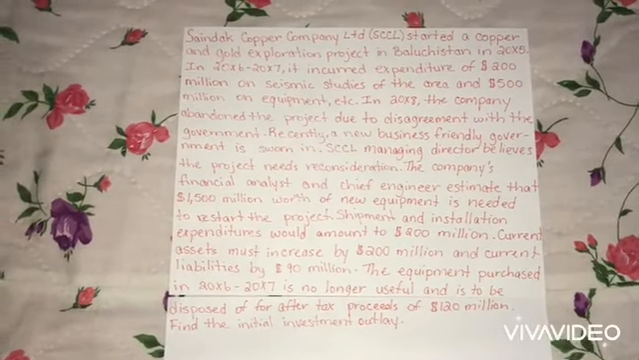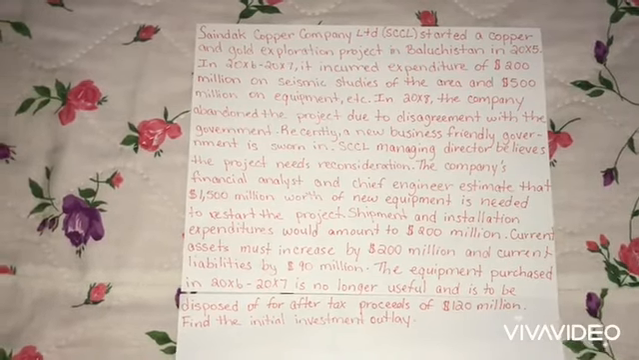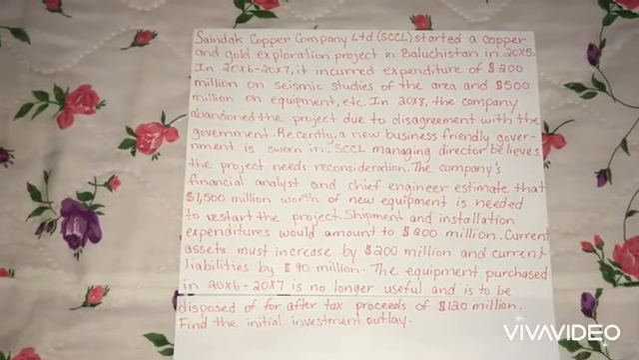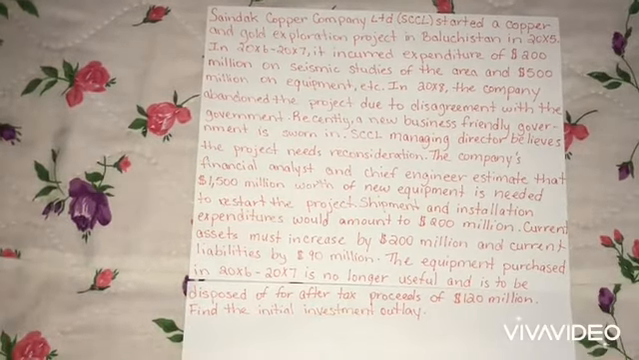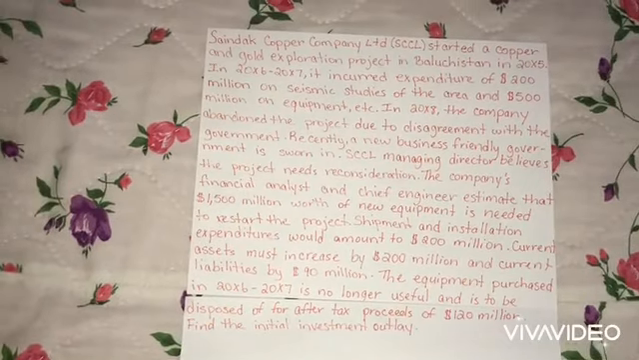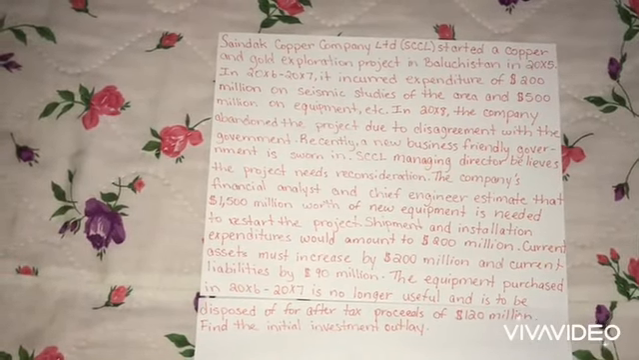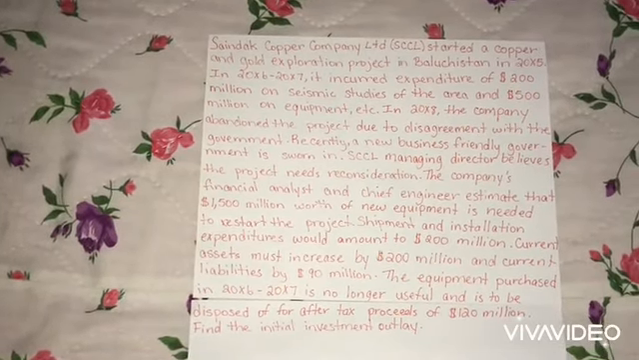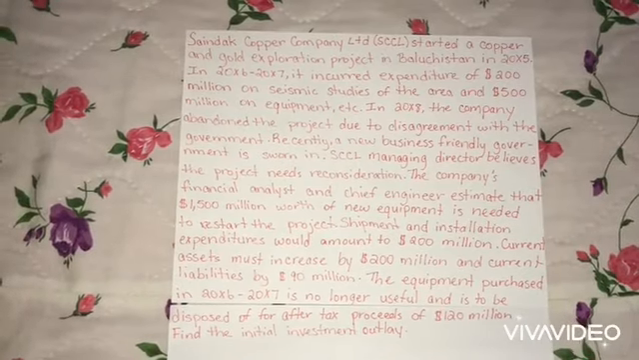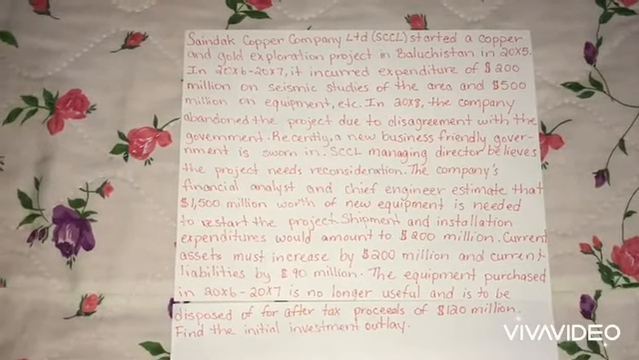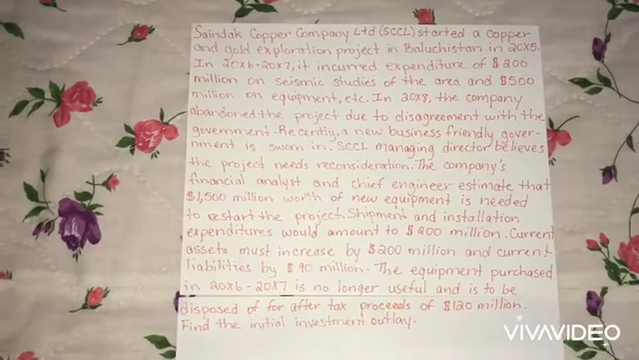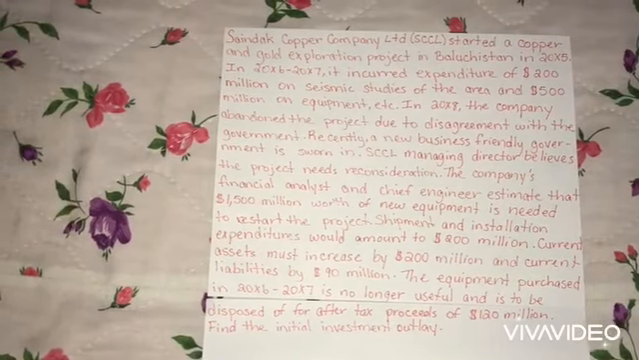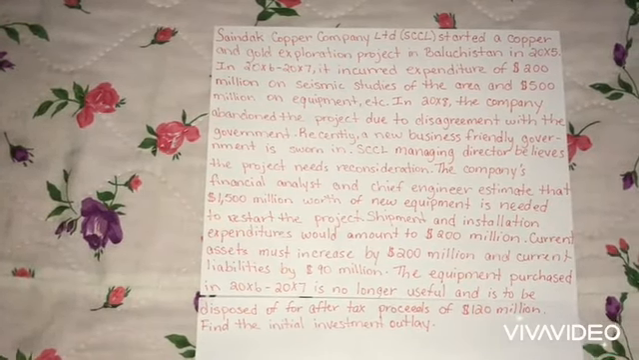The company's financial analysts and chief engineer estimate that 1,500 million worth of new equipment is needed to restart the project. Shipment and installation expenditures would amount to 200 million. Current assets must increase by 200 million and current liabilities by 90 million. The equipment purchased in 2006-2007 is no longer useful and is to be disposed of for after-tax proceeds of 120 million. Find the initial investment outlay.